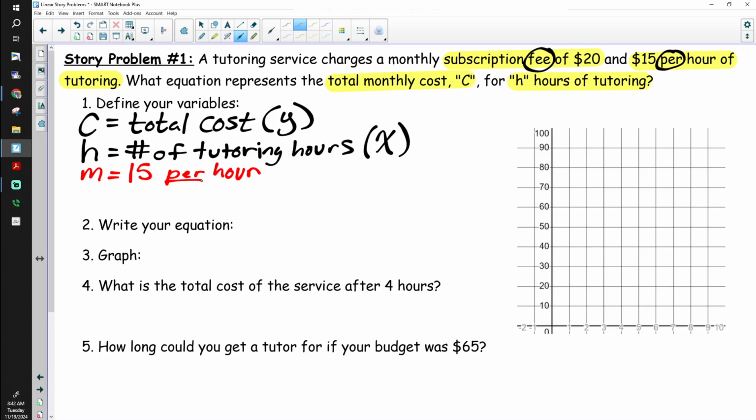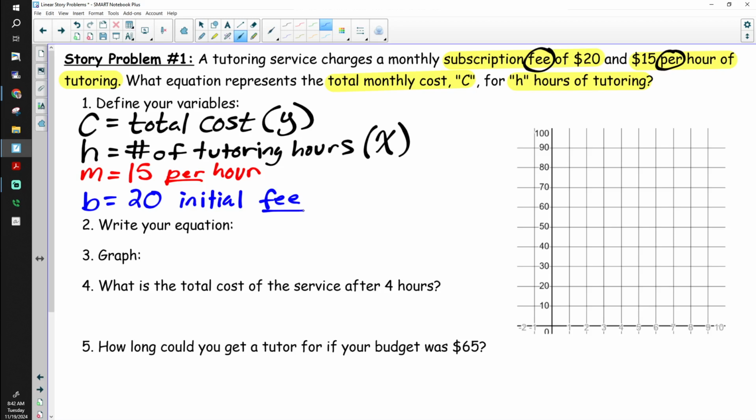Whereas our b value is our starting amount. Before you even start the tutoring, what are you going to have to pay? You have to pay, that's the starting cost. Okay, you pay it one time, and then you start your tutoring. So $20 is the initial fee. And again, fee's that key word. Fee means one-time payment. One time. Before you start paying, you got to do this first.